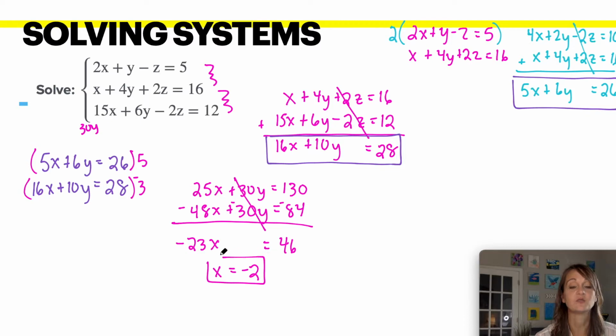We have now found one of our variables. Now we need to plug negative 2 back in to find the other one. So I'm going to take the top equation. I'm going to plug negative 2 in for x.